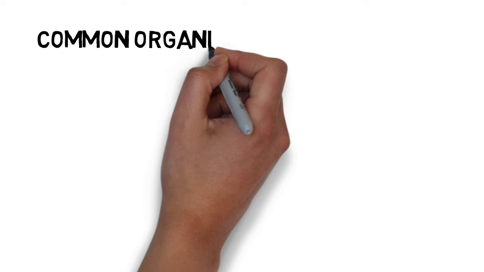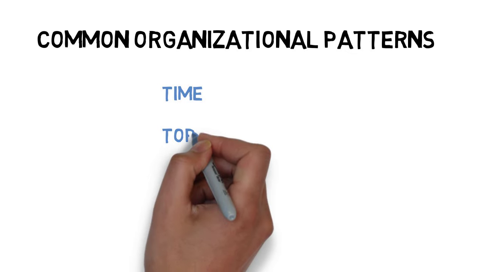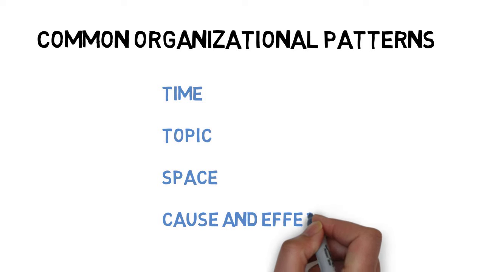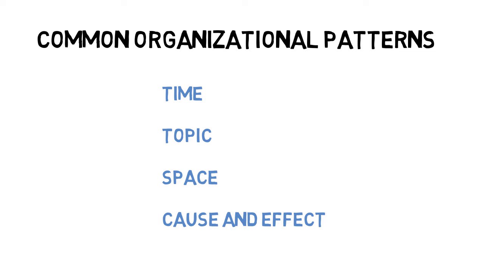In an informative speech, there are 4 common organizational patterns used to arrange main points. These patterns are based on time, topic, space, and cause and effect. The patterns described can also be used to organize information within each individual main point as well.